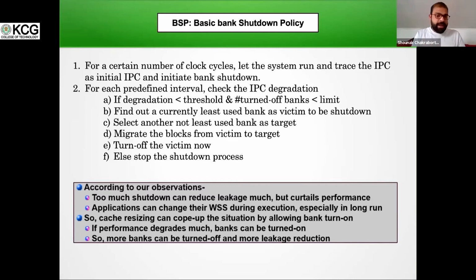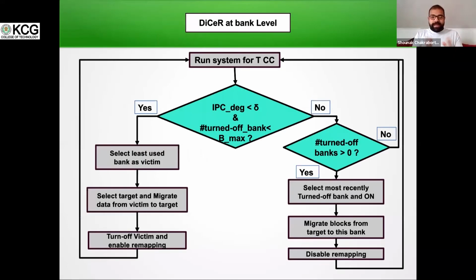Additionally, the application size will keep on changing in future. So how to tackle this problem? We actually went to the next step, that was the resizing of cache, that is turn off and turn on. Both things should be allowed in your cache to resize it properly, right? So if your performance degrades much, you just turn it on. If more banks can be turned off, then you can try it, definitely, because your performance degradation is still within some stipulated limit. So that's what is our algorithm.